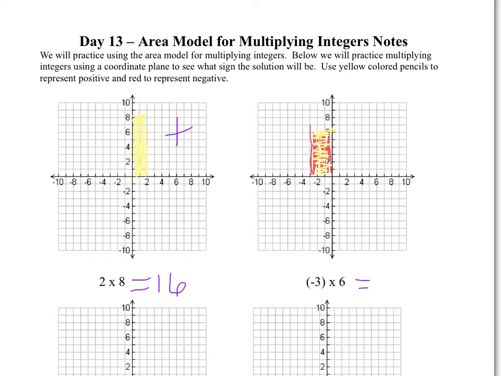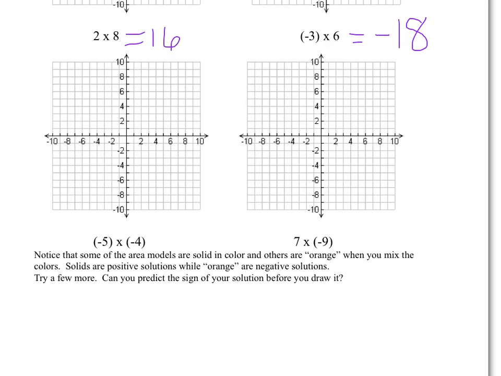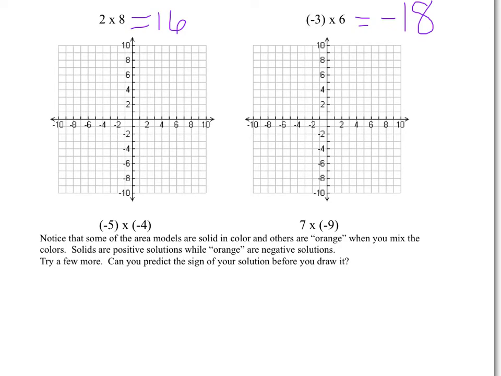So when we look at this, when we have 2 colors mixed, it is going to give us a negative solution. So 3 times 6 is 18, and we're getting a negative solution over here in the second quadrant. Anytime you have the 2 colors mixed, it is going to represent negative. We're going to try a couple more down here. So now we have a negative times a negative.